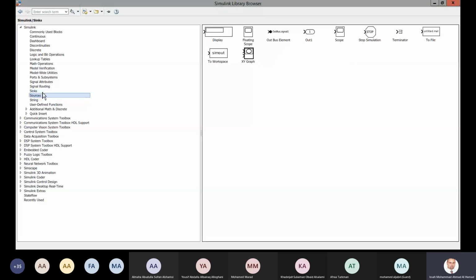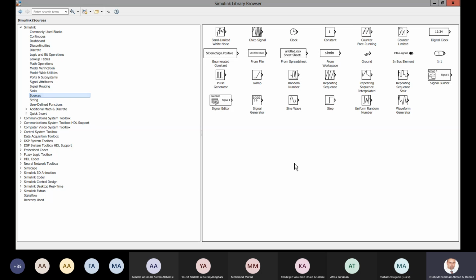Sinks and sources. These are the screens. I told you there are some screens that you need to provide. So this is the display. It can display your result for a certain operation. This is the scope. It can make a graph for your results.